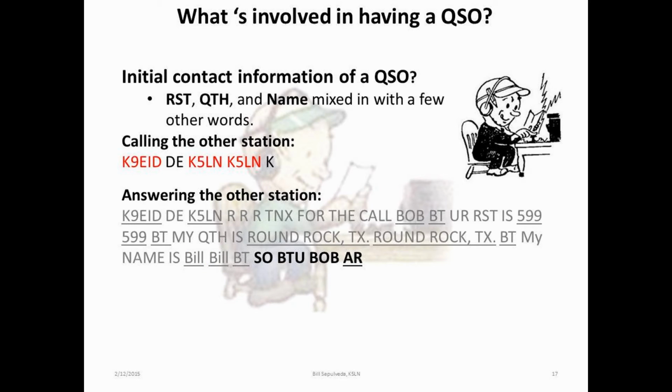Then send it back to Bob with a BTU, meaning back to you, Bob, with the pro sign AR, which means over to you. This lets him know it's coming back to him to continue into the next part of the body of the QSO. Now, send Bob's call once, followed by the DE, and your call once, followed by the letter K. Then pick up your pen, get ready to copy, because here it comes.